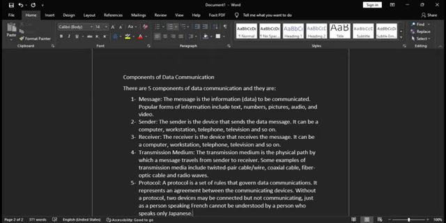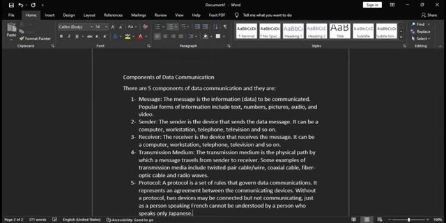So let's go through them quickly and we'll conclude the lesson for today with these. We said there are 5 components of data communication, and you have to know all of them and their functions, which has been given to you in simple form here. So the first one is message. The message is the information or data to be communicated. Whatever is to be communicated is the message. Popular forms of information include text, numbers, pictures, audio, and video.